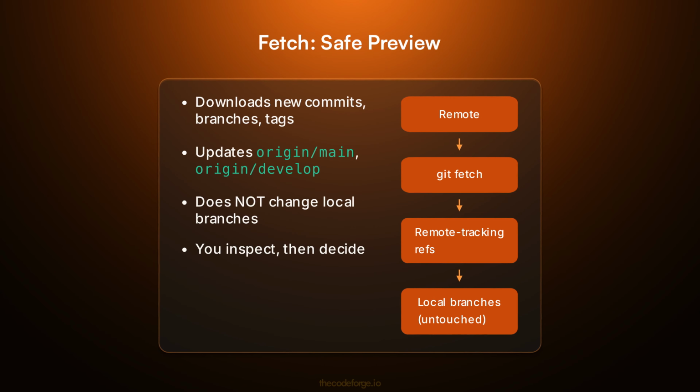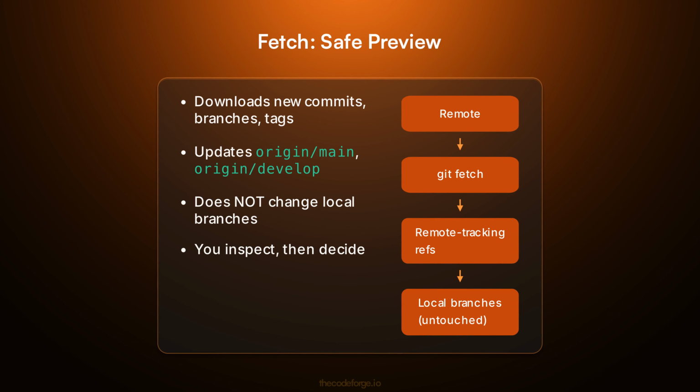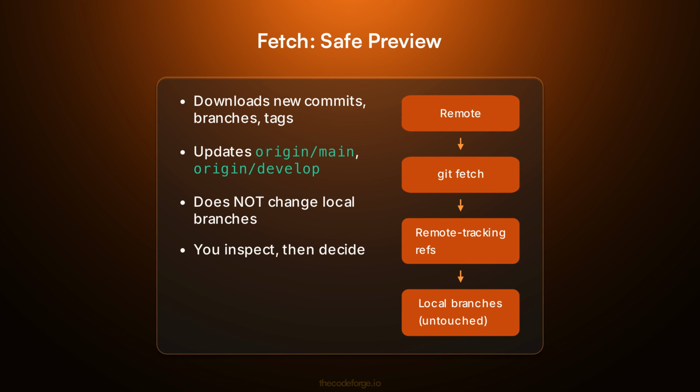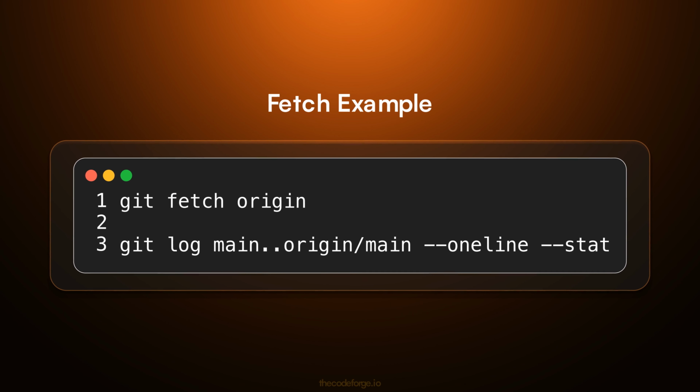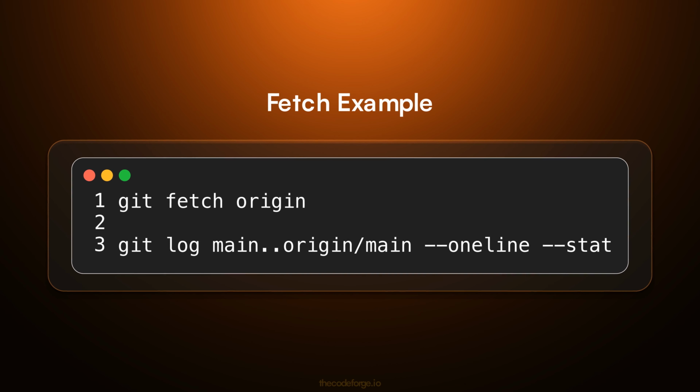Think of Git fetch as reconnaissance. It downloads all new data from the remote and updates your remote tracking branches like origin main. Your local main branch stays exactly where it is. You can then inspect what changed before deciding to integrate. Here's the basic fetch workflow. Run git fetch origin to download changes, then use git log to see what's new on the remote branch that you don't have locally.